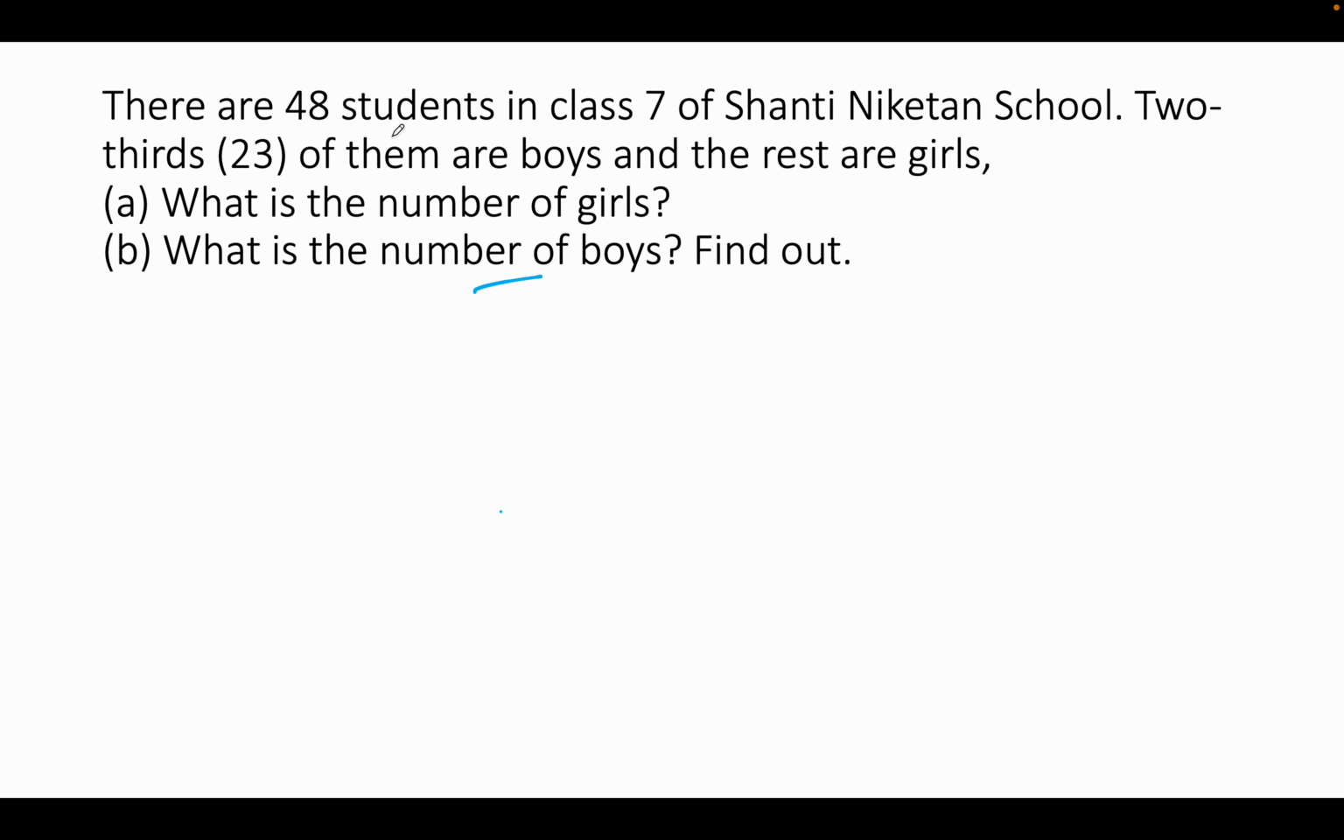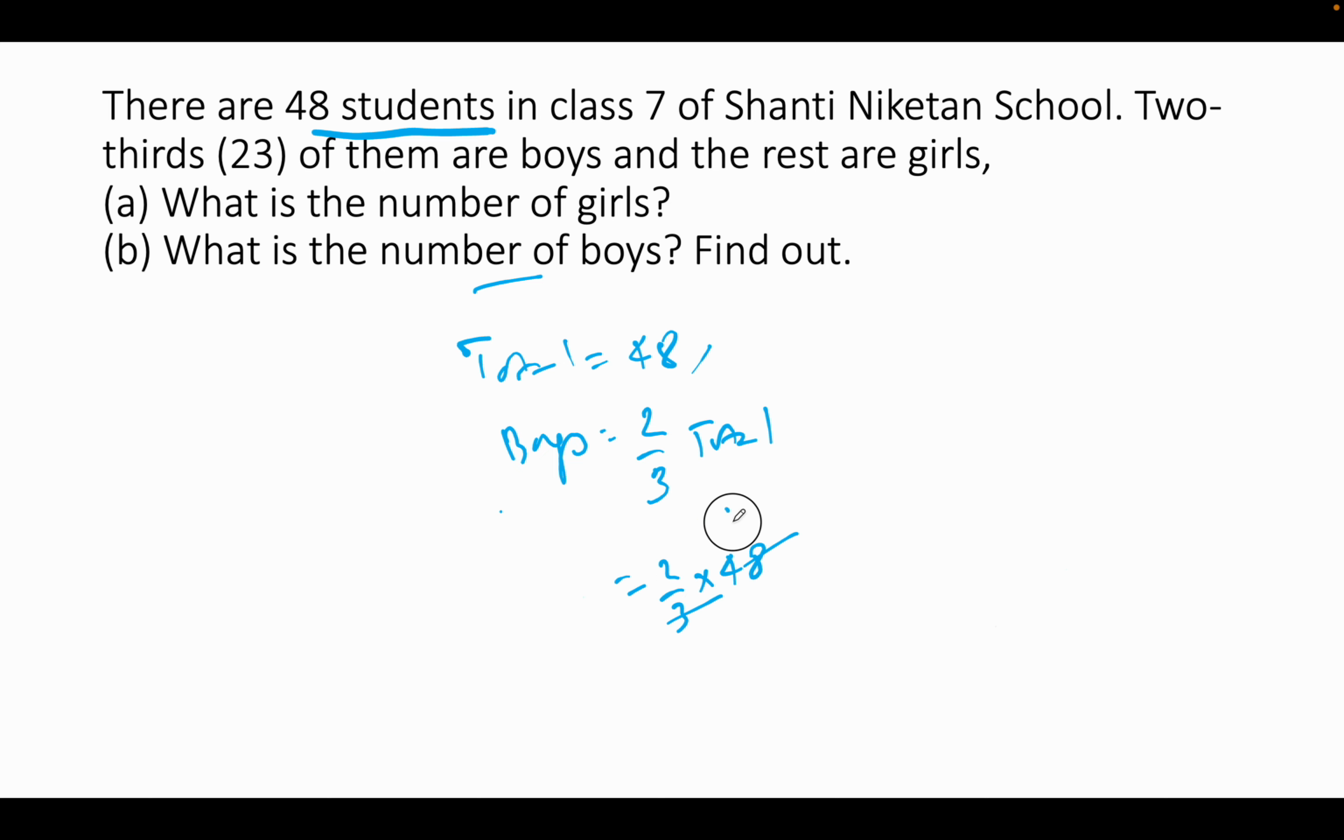There are 48 students. The total is just 48, as given, and two-thirds of them are boys, meaning boys are two-thirds of the total, which means 2/3 of 48. This gives 16 times 2, which equals 32.